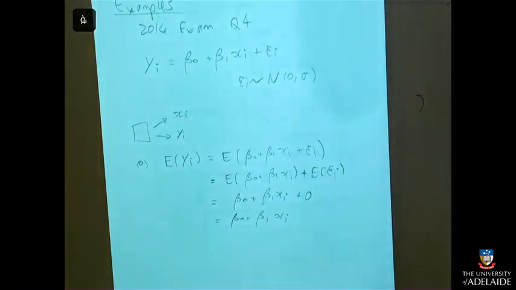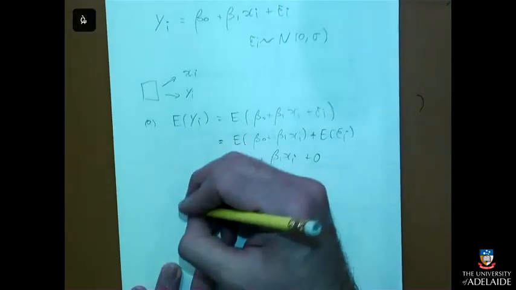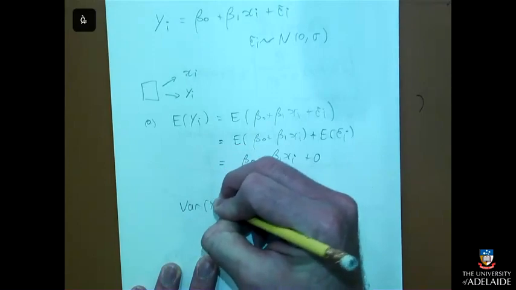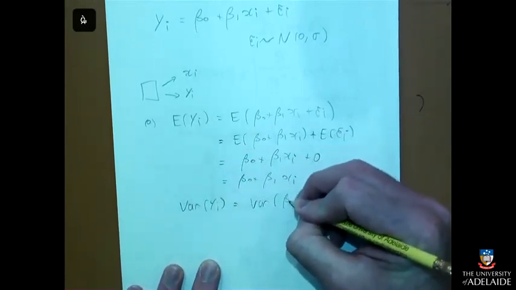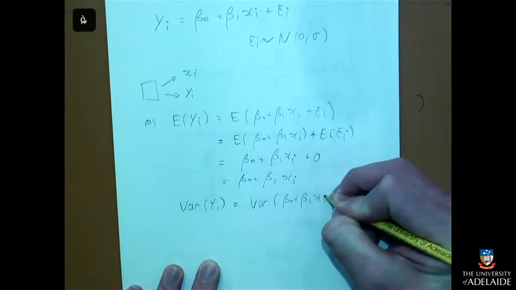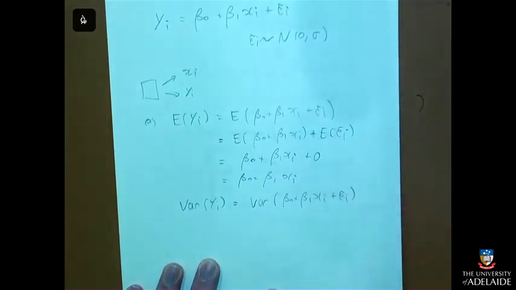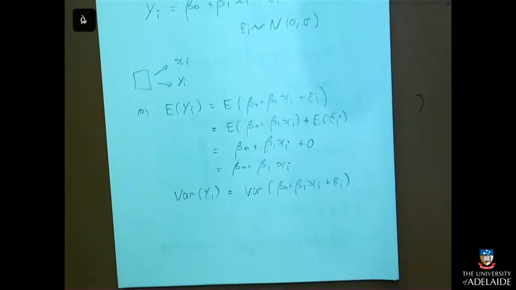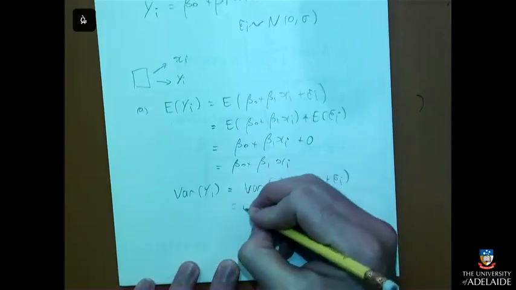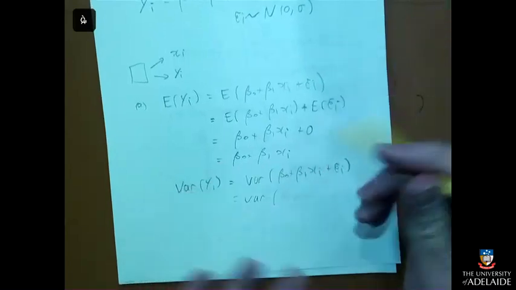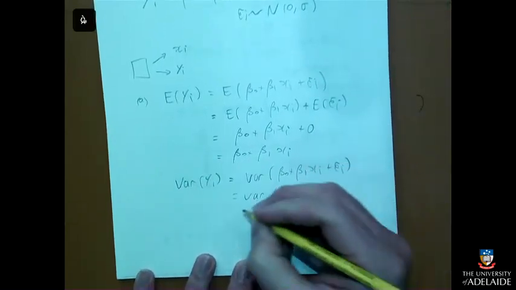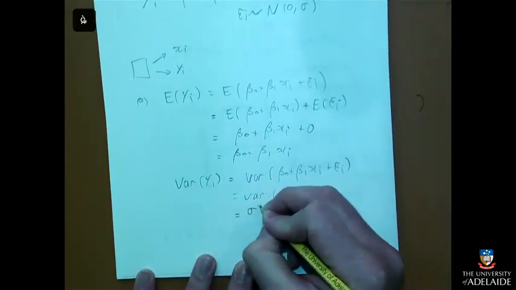Okay? And the variance of yi is the variance of this. The rule for variances is that constants added on don't affect the variance. And so this is the same as just the variance of epsilon i, which is sigma squared.